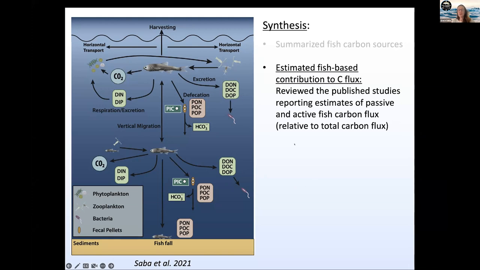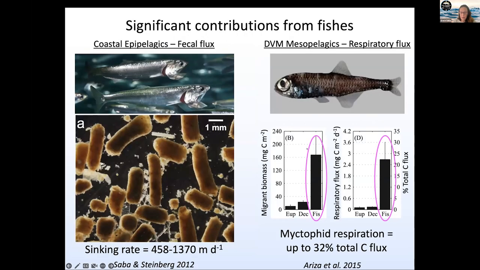The next thing we did was we estimated a fish-based contribution to carbon flux. And the way we did that was we reviewed the published studies that reported estimates of passive and active fish carbon flux. Passive being just they're releasing fecal pellets in the surface and those fecal pellets are sinking out of the surface. And active meaning that's the vertical migration component where they're actively swimming down and releasing carbon at depth. And so we combined those published studies. Here's an example of each one.